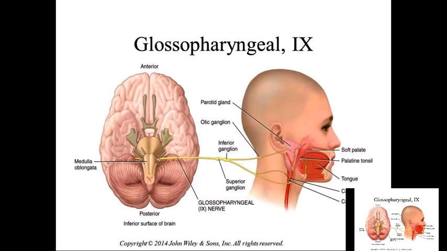Glossopharyngeal, cranial nerve 9, bitter back 9. Helps with the swallowing reflex. It deals with the gag reflex and deals with the parotid gland.